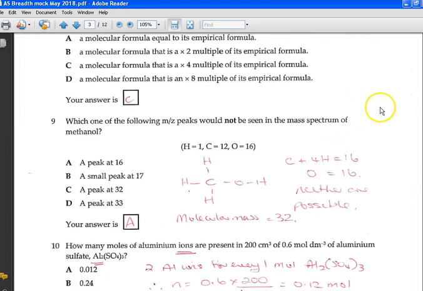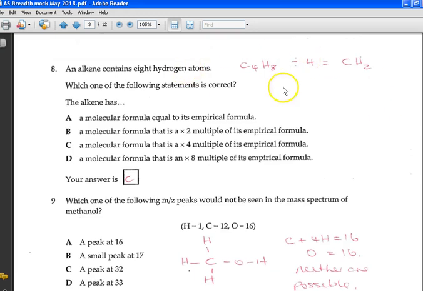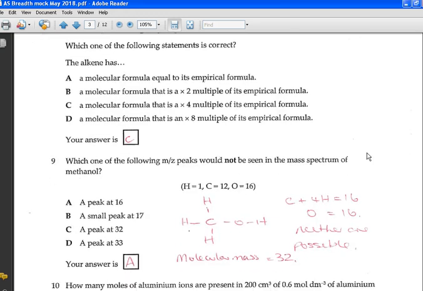If you don't know what empirical formula is, the definition of empirical formula, you will struggle answering that question.